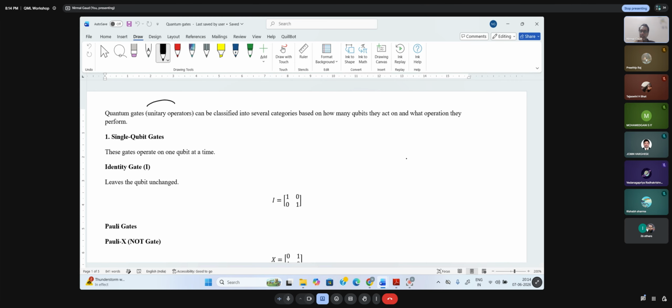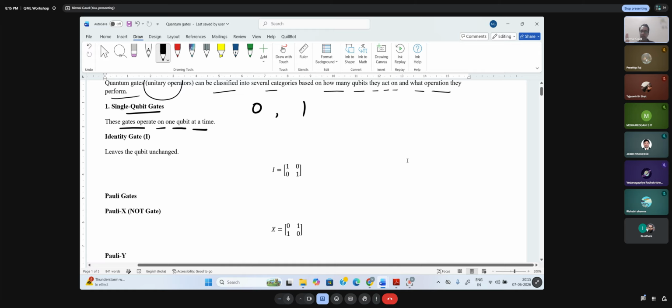Quantum gates or unitary operators can be classified into several types based on how many qubits they act on and what operation they perform. How many qubits? 0 and 1 are qubits. If we are taking a single qubit, these gates operate on one qubit at a time. Either they will work on 0, or they will work on 1. So for single qubit operations, we are going to take the identity gate, one qubit at a time.